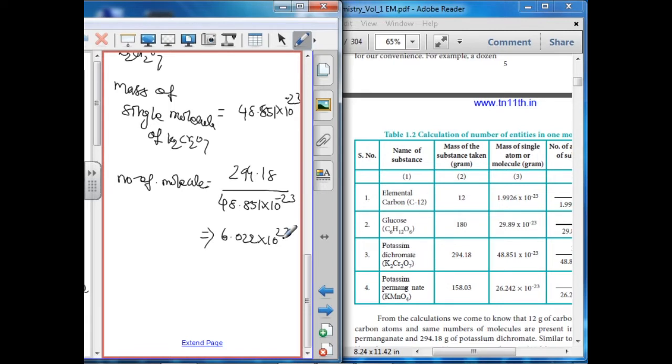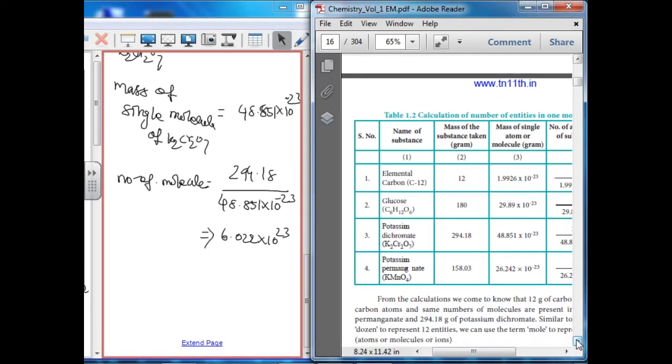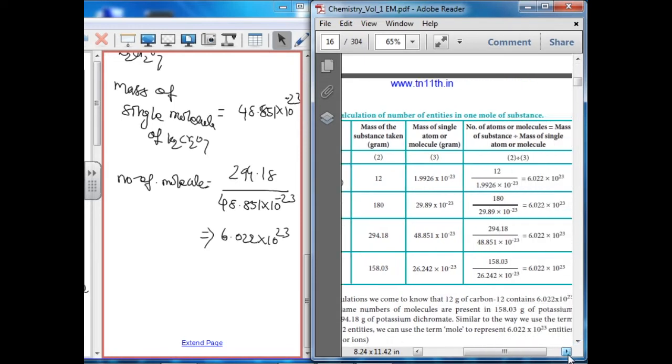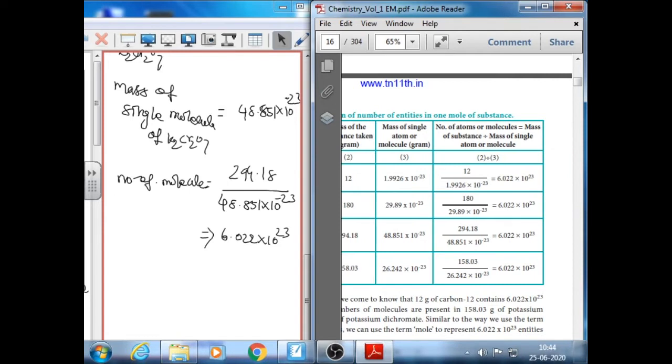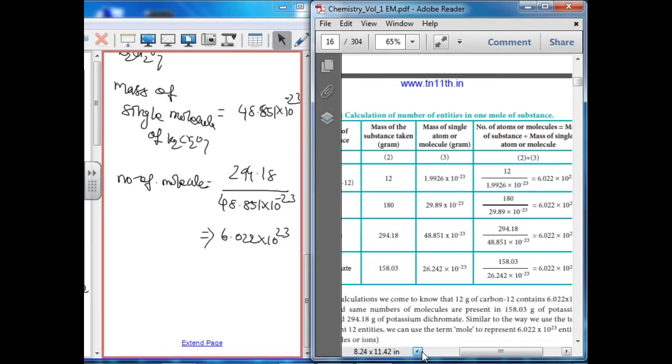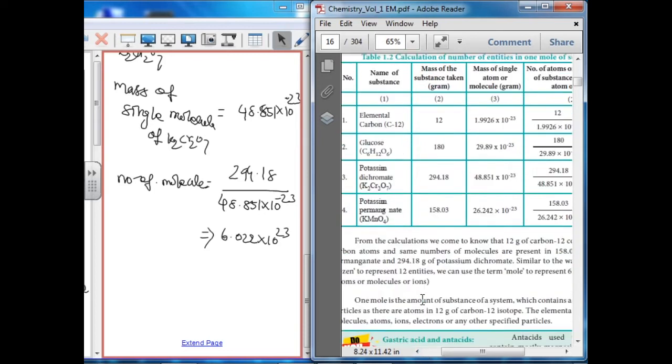Similarly, the way we use the term dozen to represent 12 entities, we can use the term mole to represent 6.022 into 10 power 23 entities. Entity means atoms, ions, molecules, etc.